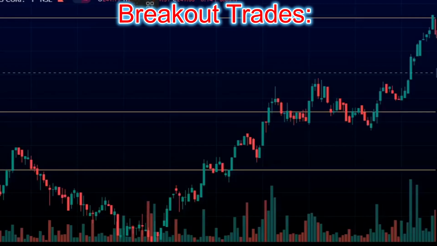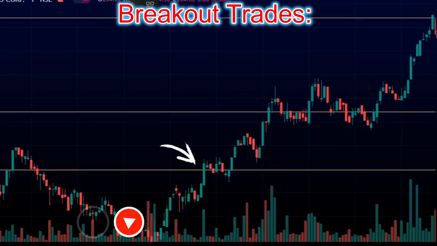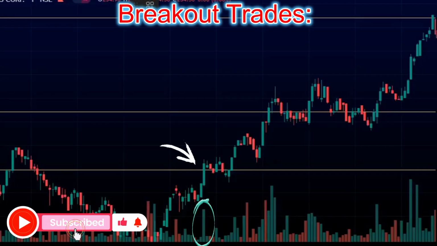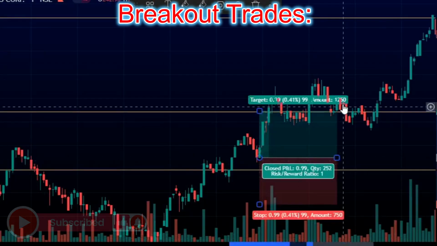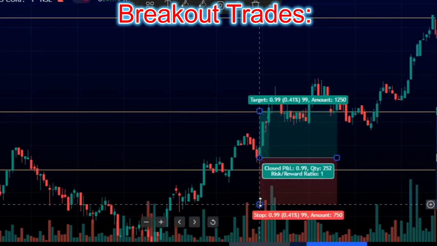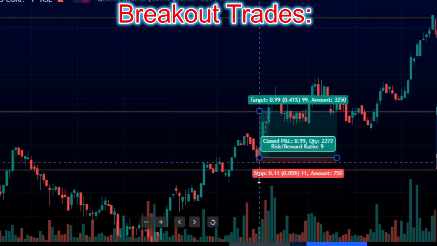Breakout trades. When price breaks strongly above R1 or below S1 with volume, it may signal a breakout. Enter on the break and retest of the level, and use the next pivot level as your target.